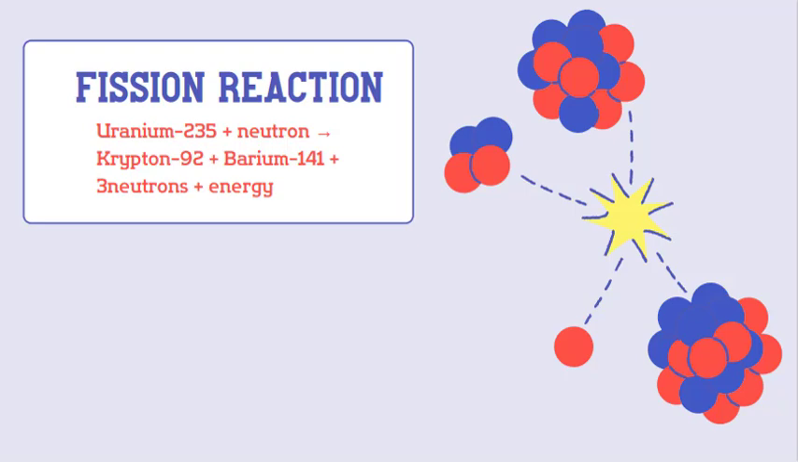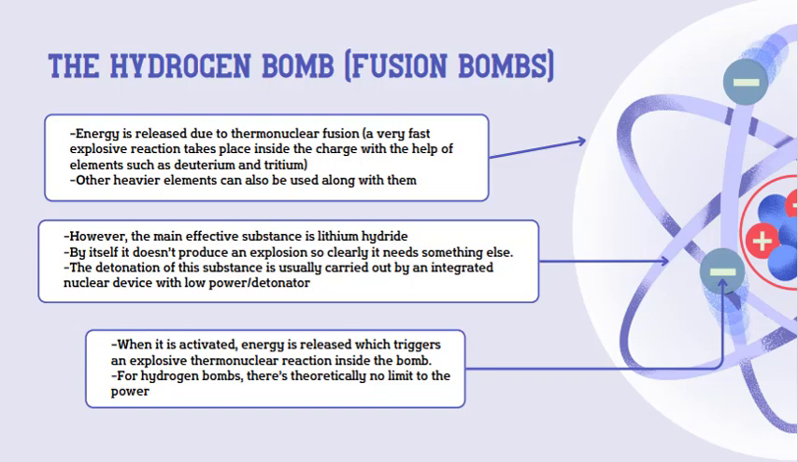Here's the fission reaction: uranium-235 plus a neutron leads to krypton-92 plus barium-141 plus 3 neutrons plus energy. So now let's talk about the hydrogen bomb, or fusion bombs. Energy is released due to thermonuclear fusion.